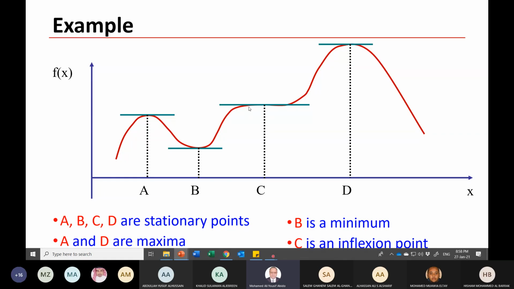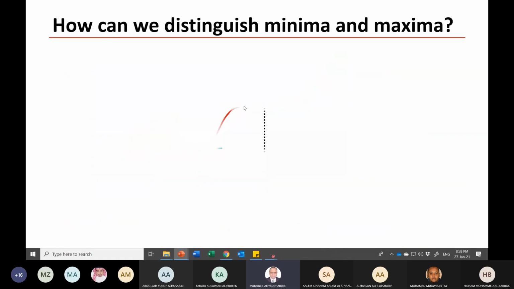Yes. Just a question for the necessary condition for optimality. Do we have two conditions or one condition only?